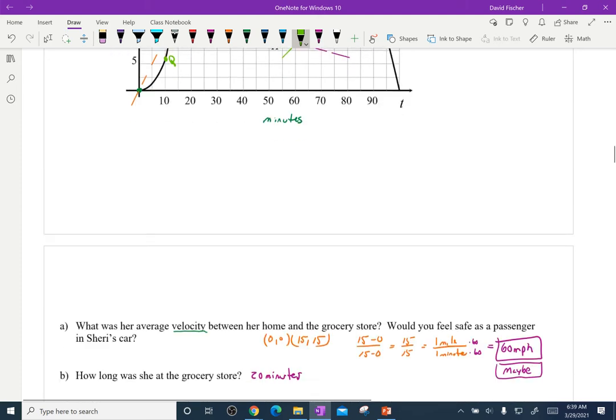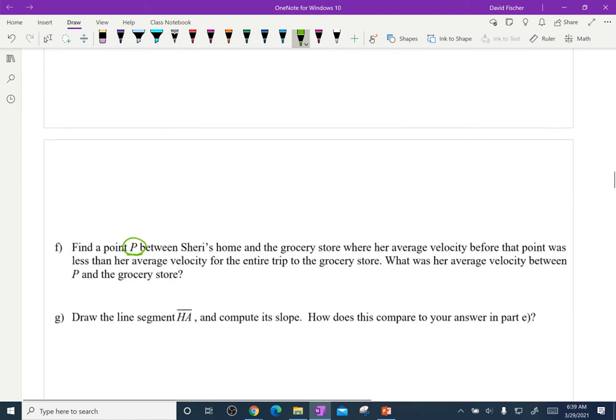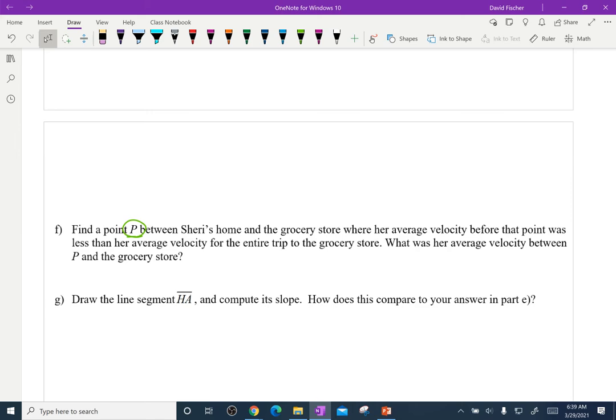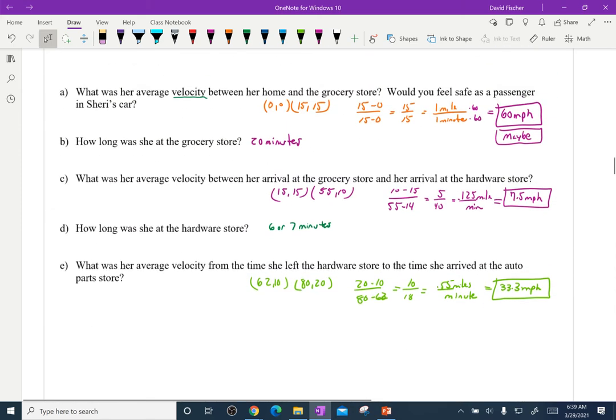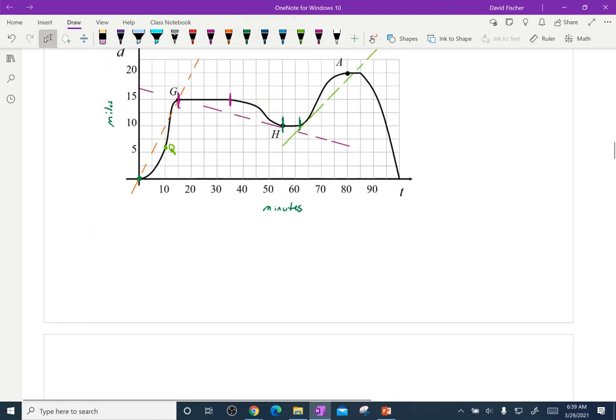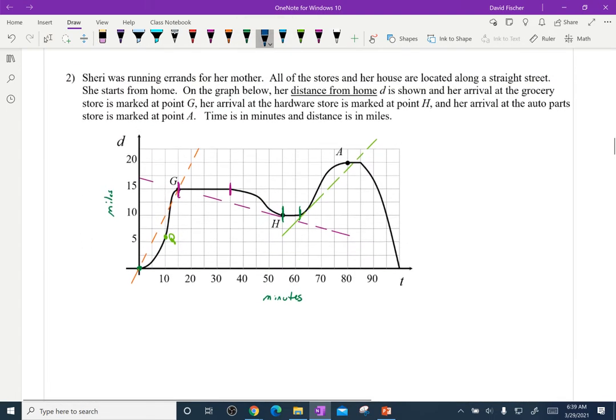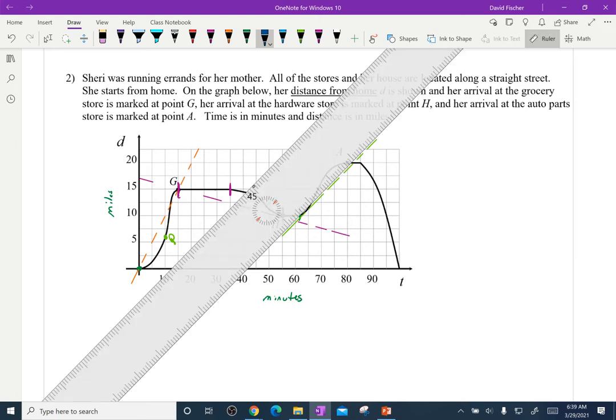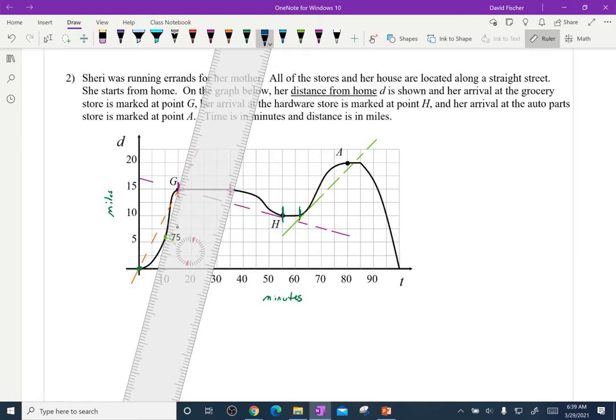So let's see what they're going to ask us to do now. What was our average velocity between that point P and the grocery store? Let's go up there and draw our secant line for that one and get some numbers. We want to know how fast she was going from here to here.